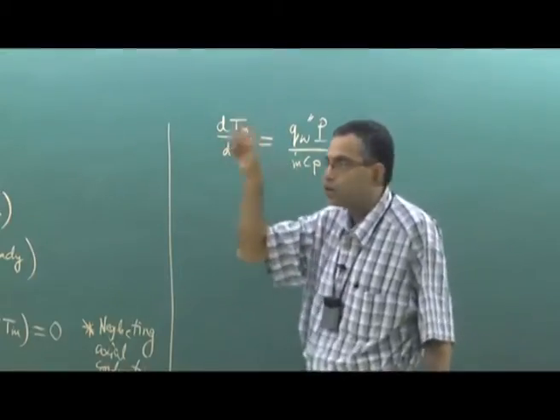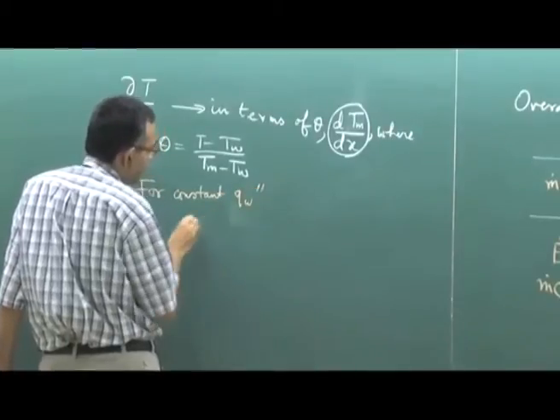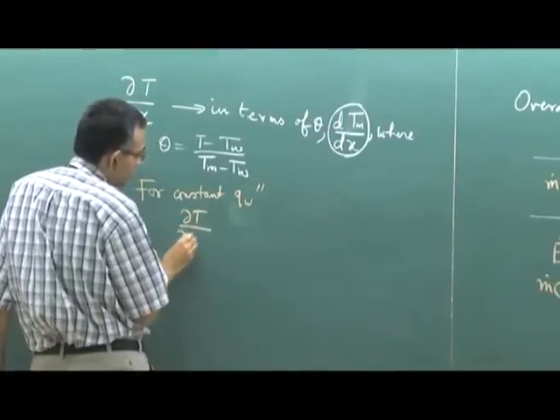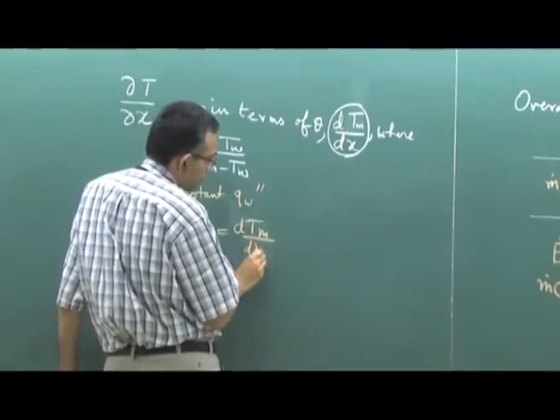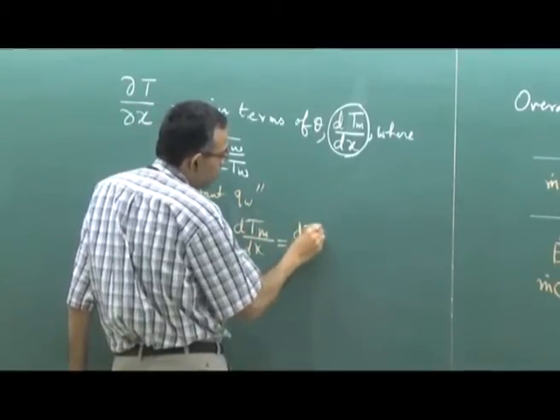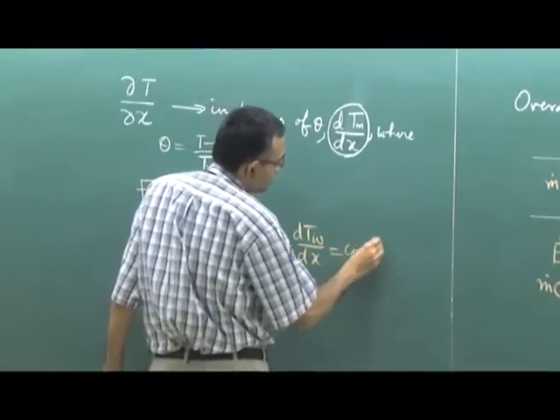So we had earlier shown that for constant wall heat flux, del T del x is equal to dTm dx is equal to dTw dx is equal to constant.